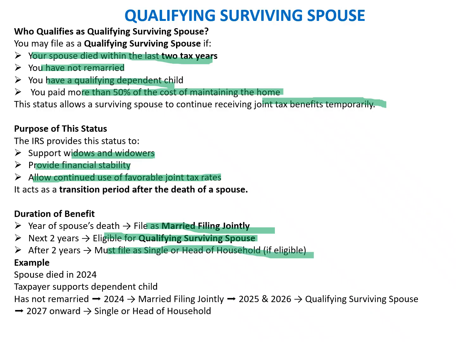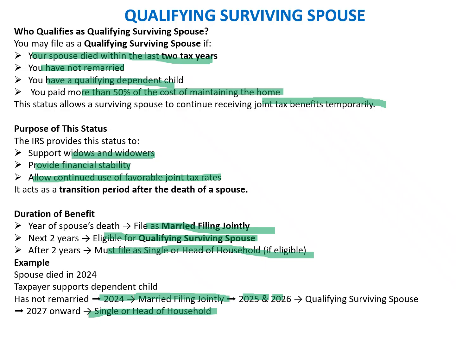So for example, the spouse died in 2024, the taxpayer supports a dependent child and has not remarried as of 2024. So first he will file as married filing jointly for 2024. And then for 2025 and 2026, qualifying surviving spouse. And then 2027 onwards, single or head of household. This is the qualification, which is very important.